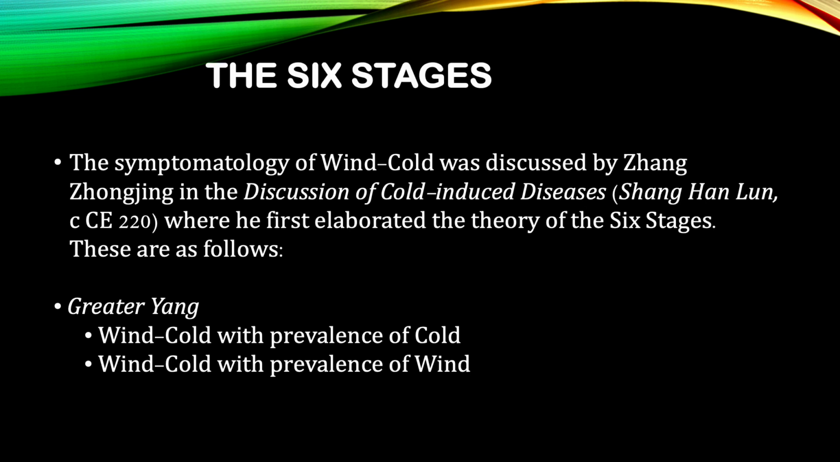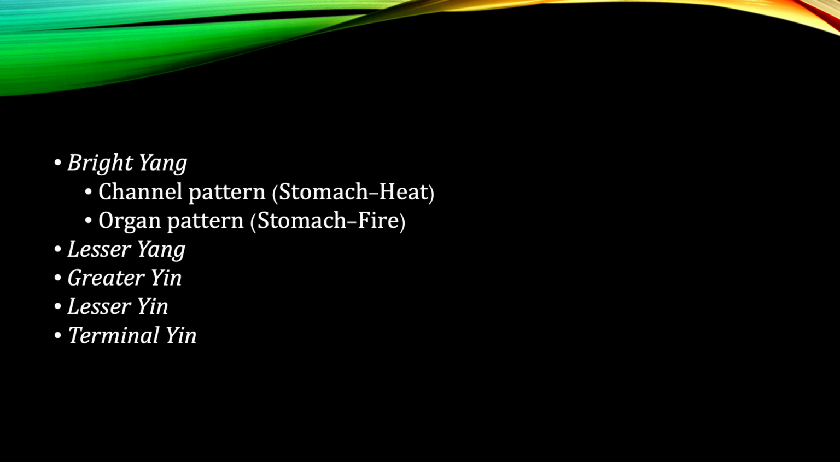The symptomatology of wind cold was discussed by Chang Chong Ching in the discussion of cold-induced diseases, Sang Han Lun, where he first elaborated the theory of the 6 stages. These are as follows. Greater Yang, we have wind cold with prevalence of cold, wind cold with prevalence of wind. Bright Yang, under this we have the channel pattern, which is stomach heat, and the organ pattern, stomach fire. Lesser Yang, greater Yin, lesser Yin, terminal Yin.